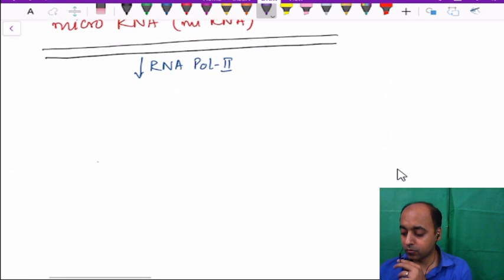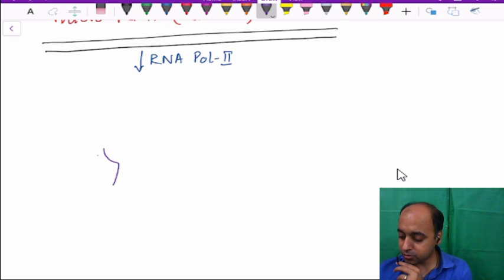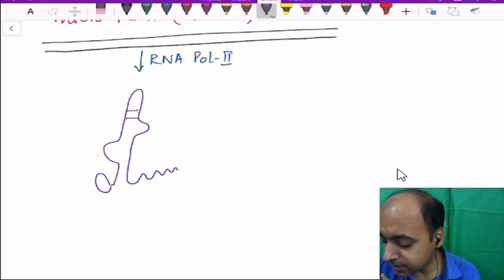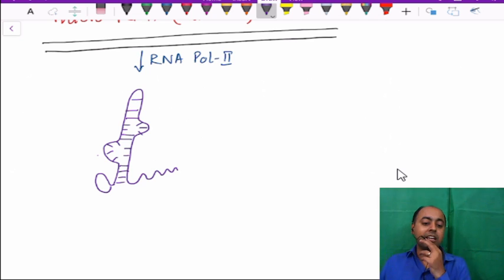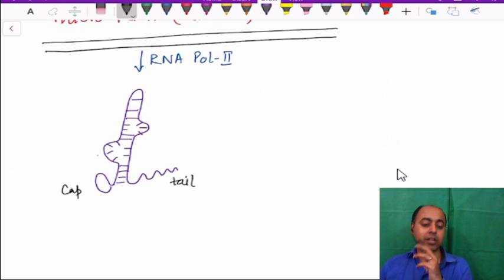Okay, so the RNA polymerase 2 will synthesize the primary transcript. As soon as the primary transcript is synthesized, it gets the cap and the tail. Please note the attachment of cap and the tail is commonly seen in products of RNA polymerase 2 because the enzymes which carry out the capping and tailing travel with polymerase 2. So as soon as the transcript is formed, you will find the cap and the tail are attached. Whether they are required or not doesn't matter, they are quickly attached.